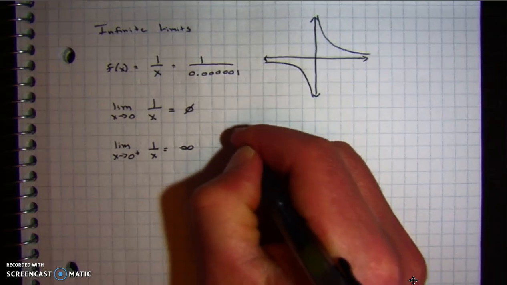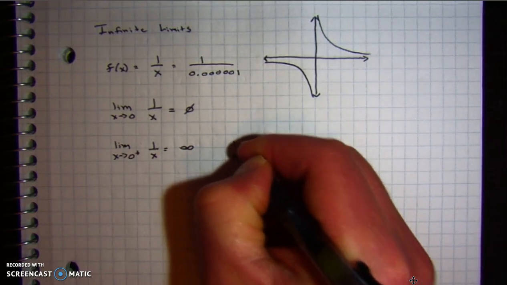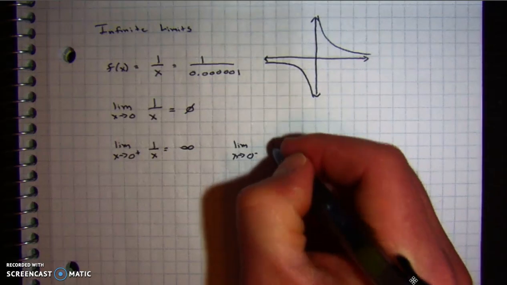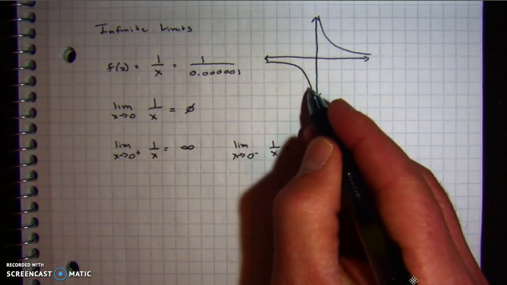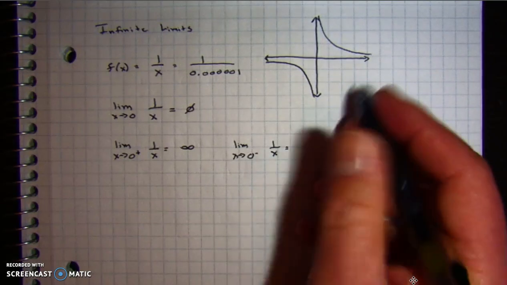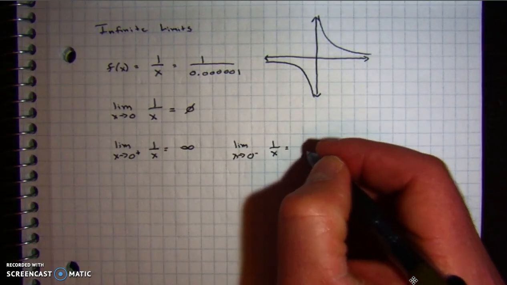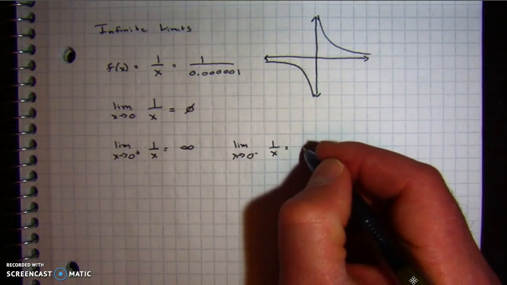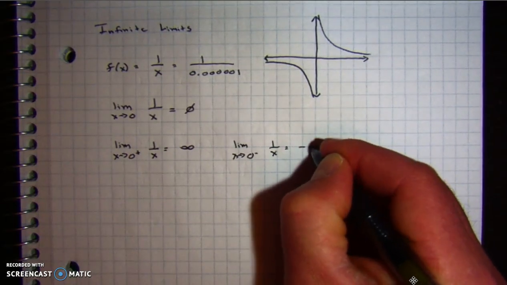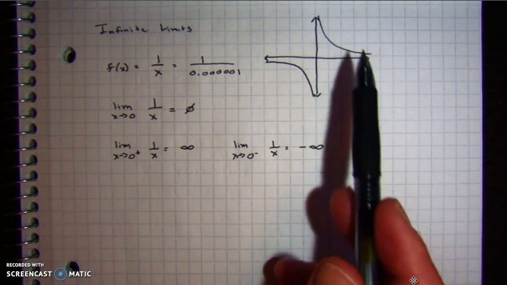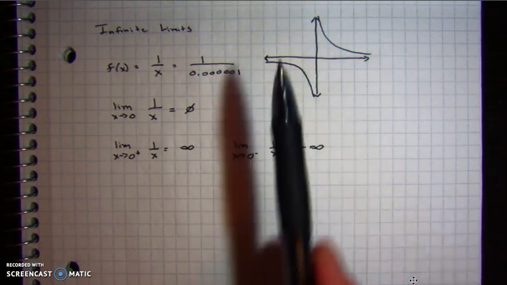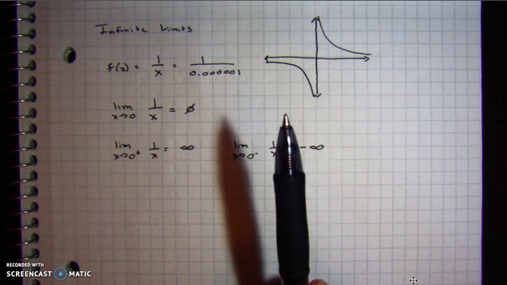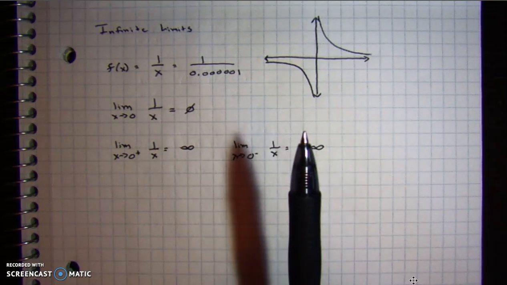Likewise, as x approaches 0 from the left, it gets more and more negative the closer we get to 0, but it never actually hits 0. So that is negative infinity. This is what we call an asymptote. It will approach it and get close to it, but it will never actually be at 0.